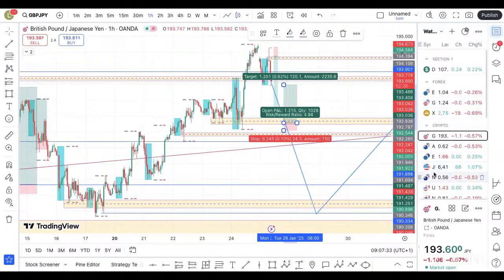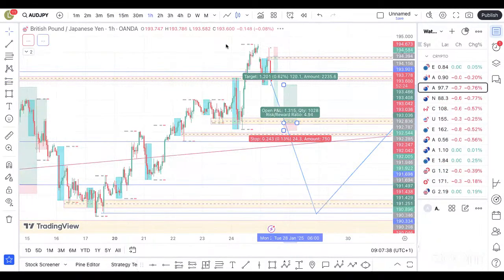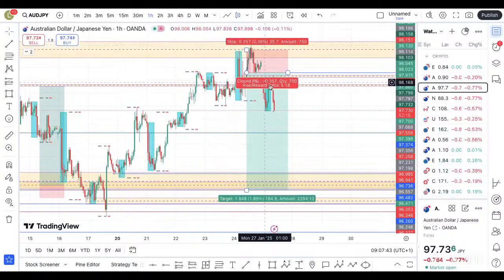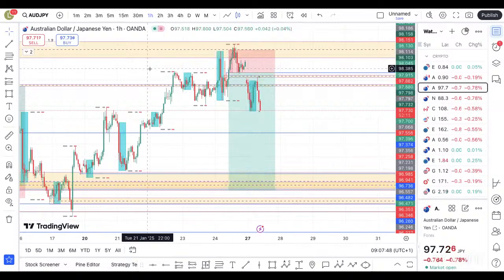And lastly, before we call it a day, for AUD JPY, what are we seeing on AUD JPY? Like we all know, they have similar price action. All right, so this is it for AUD JPY. On the 1 hour time frame, all we are seeing is price should come out.